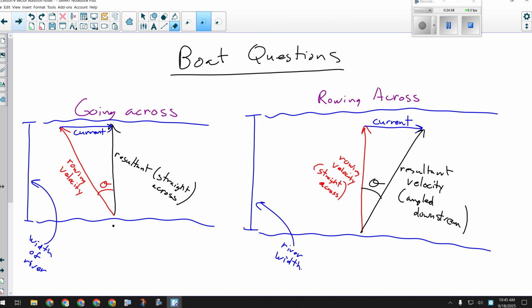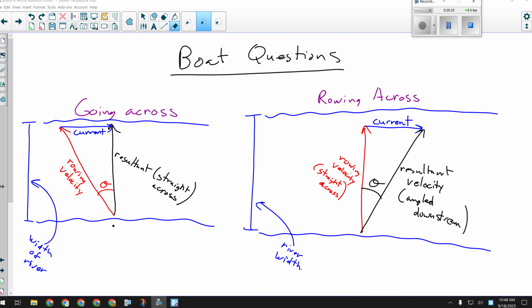Okay, so maybe just quickly write down this kind of quick and dirty reference for the two types of boat questions. Where you've got a going across, that means you row into the current, and your resultant is straight across. This line here is the width of the river, and then the rowing across, just so you've got kind of a quick reference in your notes of the two types. Okay, so as we said before, the real difference here between rowing across and going across is which direction the resultant velocity points.